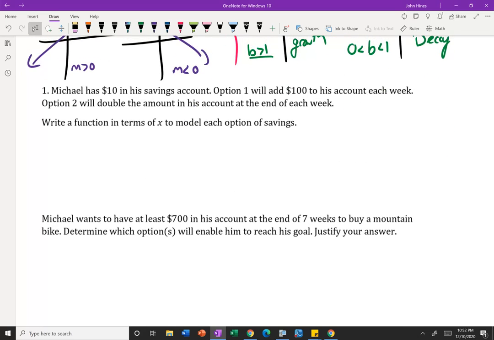So our friend Michael here has $10 in his savings account. Ouch, he's got some work to do there. He's only got $10. Option 1, so let's read through option 1. Option 1 adds $100 to his account each week.